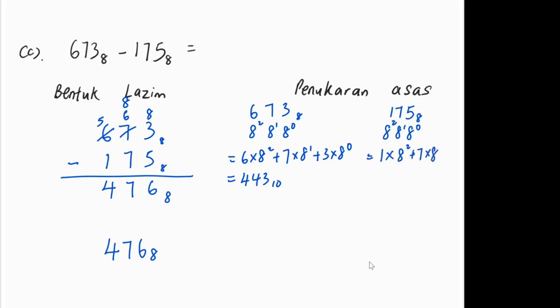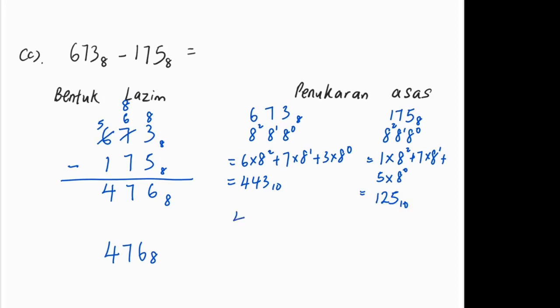Jadi kita cuma perlu darabkan setiap digit dalam nombor tu dengan nilai tempatnya. Maka kita akan guna kalkulator, kita akan dapat ni 125. Jadi selepas tu kita akan tolakkan macam biasa. Jadi kita tolak ni, kita akan dapat 318 asas 10. Maka kita kena bahagi balik untuk jadikan asas 8, iaitu bahagi 8.